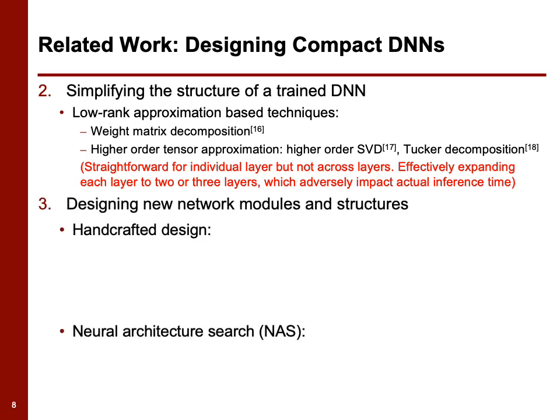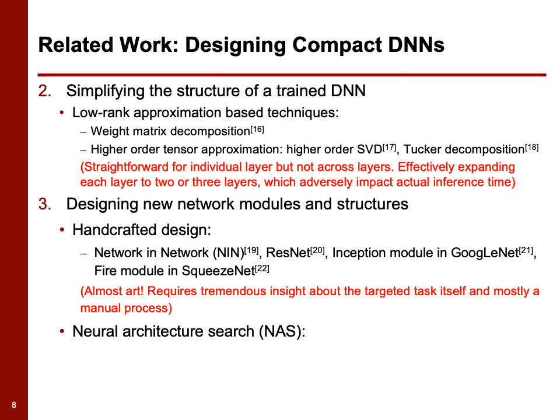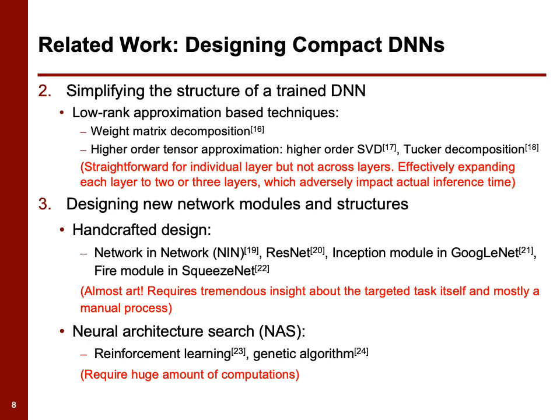On the third direction, researchers are designing new network modules and structures. This includes both handcrafted designs and automatic neural architecture search. Handcrafted designs such as Network in Network, ResNet, the Inception module in GoogleNet, and the Fire module in SqueezeNet are almost art. The design process requires tremendous insight about the target task itself and is mostly a manual process. On the other hand, neural architecture search utilizes reinforcement learning and genetic algorithms to explore the design space, but they require a huge amount of computation.